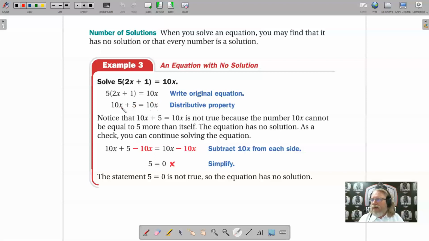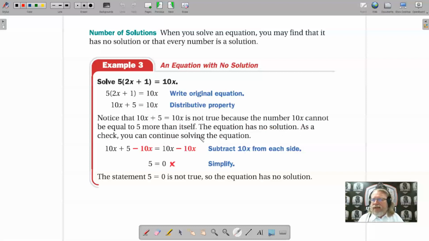No matter what number you plug in, you can plug in a 5. 5 times 10 is 50, plus 5 is 55. So you'd have 55 on the left. 10 times 5 is 50. You'd have 50 on the right. 55 is not equal to 50. So the equation has no solution.